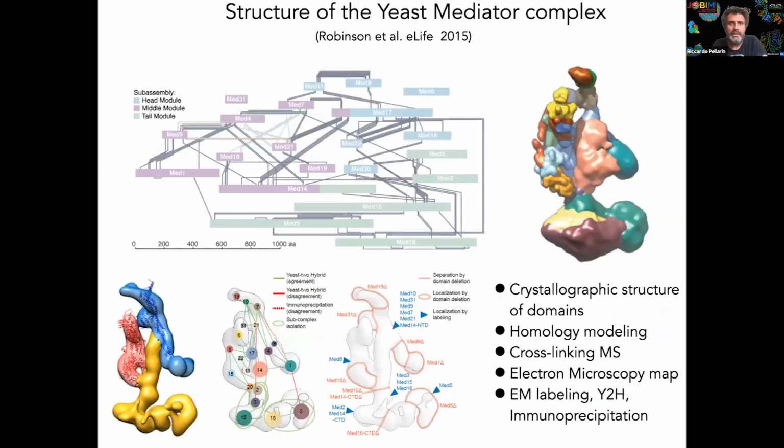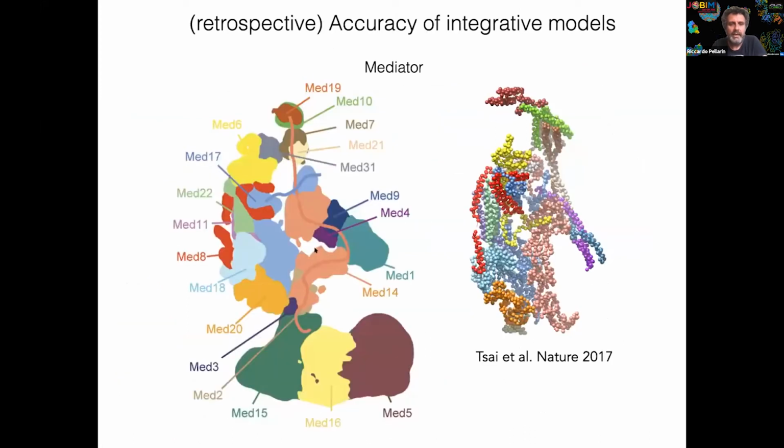Another example is the structure of the yeast mediator complex, which has been determined using the crystallographic structures of domains, homology modeling, cross-linking mass spectrometry, electron microscopy maps, and using electron microscopy labeling, yeast-2 hybrid and immunoprecipitation for validation of the model. Again, we had a low-resolution architecture of the whole complex, which was then found at a high resolution level, in agreement. So this is to show that this integrative methodology works and also makes very good predictions.